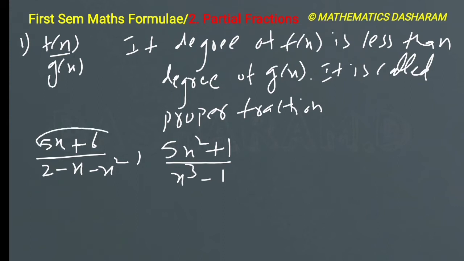Here the numerator degree is 1, the exponent is 1. Next, the denominator degree is 2. So here the numerator degree is less than the denominator degree. Next, in the second example, the numerator degree is 2 and the denominator degree is 3. So here also the numerator degree is less than the denominator. So both are examples of a proper fraction.